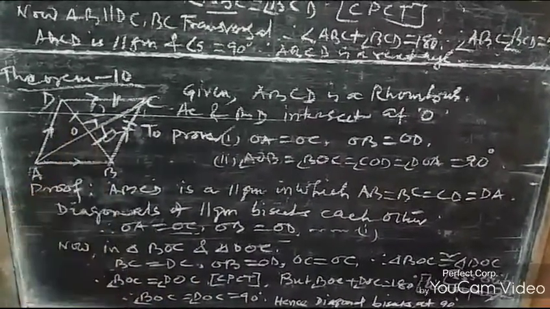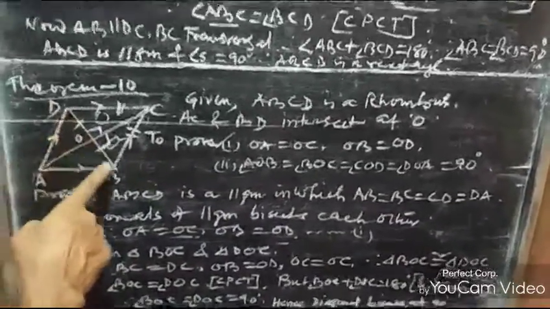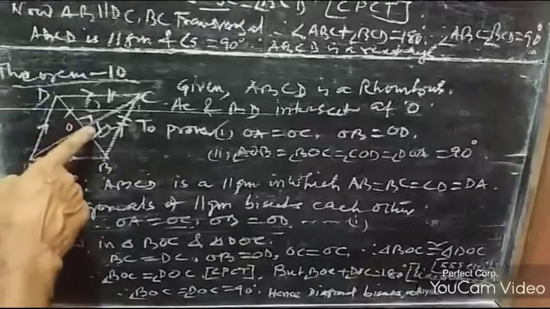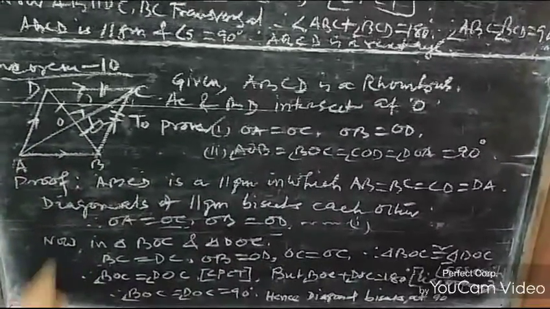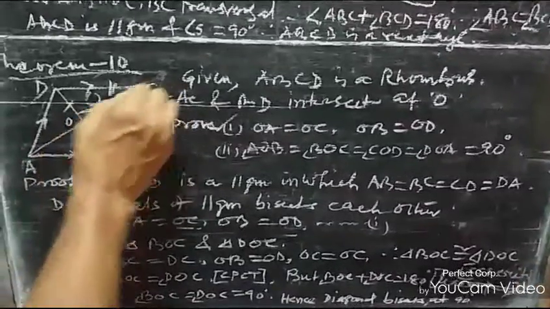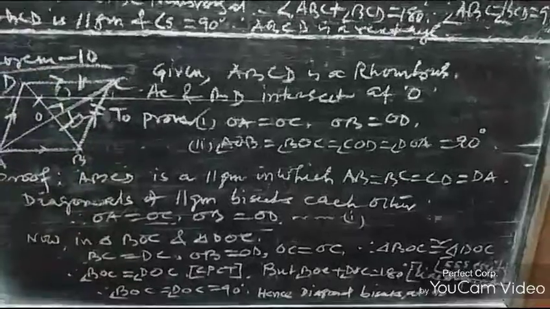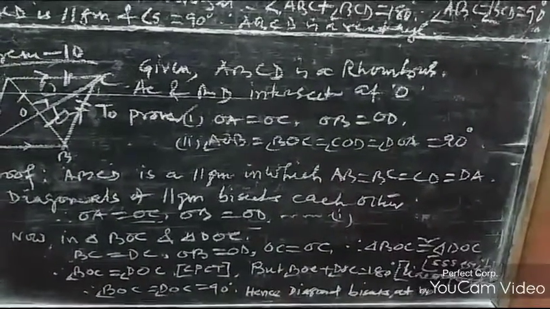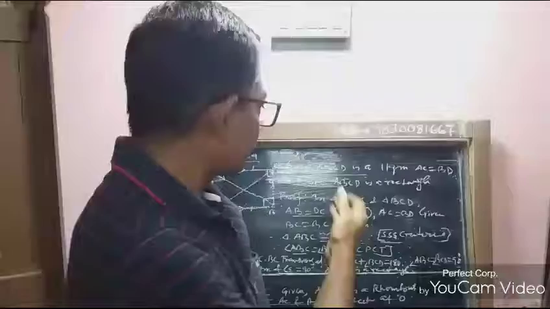This angle equals this angle. This angle plus this angle is a linear pair, and if these two angles are equal, then each angle must be 90 degrees. That is, OC is perpendicular to BD, and AC is perpendicular to BD. Hence the diagonals of a rhombus bisect each other at 90 degrees.